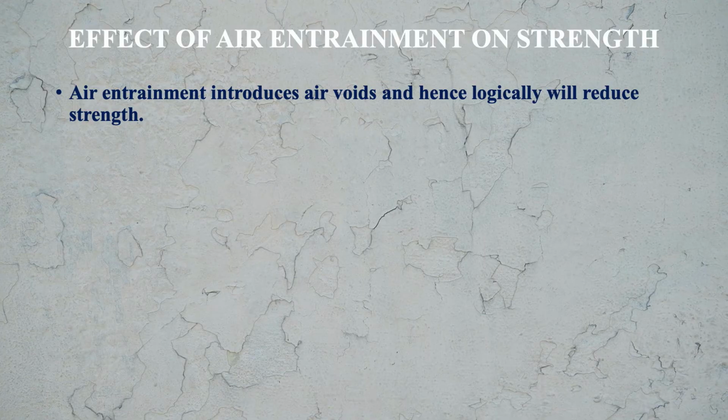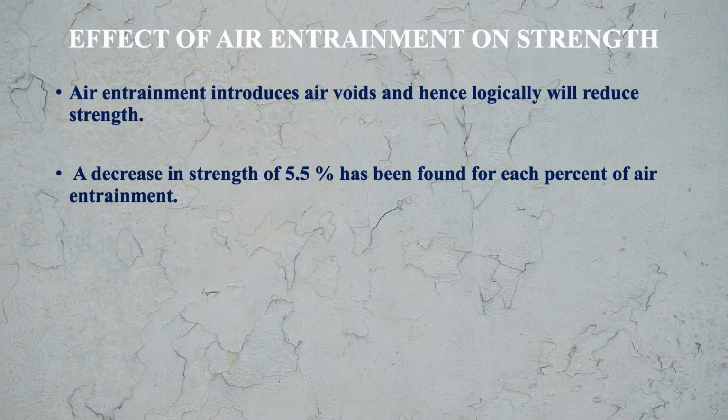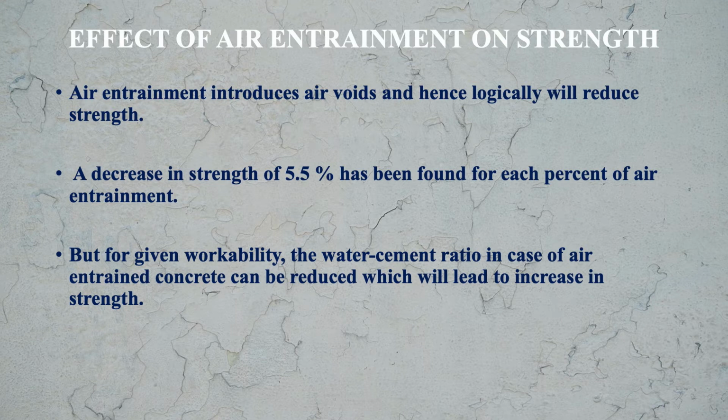Now let us see the effect of air entrainment on strength. How is strength affected by air entrainment? Air entrainment introduces air voids and hence logically will reduce strength, because when more voids are there, strength will be less. A decrease in strength of 5.5% has been found for each percent of air entrainment. But for a given workability, the water cement ratio in the case of air entrained concrete can be reduced, which will lead to an increase in strength.